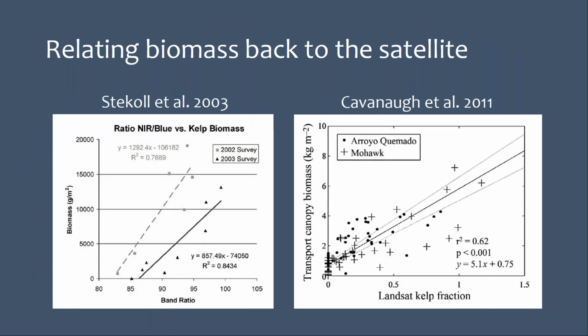And these types of relationships between biomass and optical properties or satellite products have already been developed by Cavanaugh and Kyle Cavanaugh, using either the fraction of kelp per pixel and the total canopy biomass for giant kelp, or a band ratio for bull kelp. And because I'm using MESMA, multiple endmember spectral mixture analysis, I'll most likely develop a relationship between kelp fraction and biomass. Next slide.